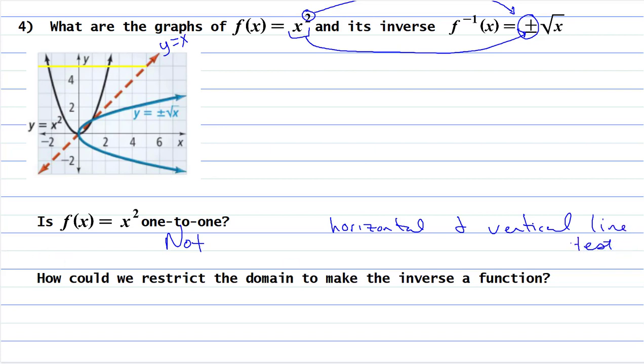So, but if I was to take and break this apart and say, if I was to only look at one side or the other on this graph, would I have a 1-to-1 graph?